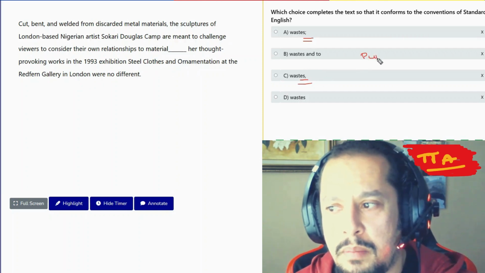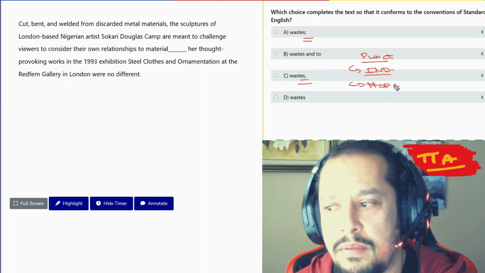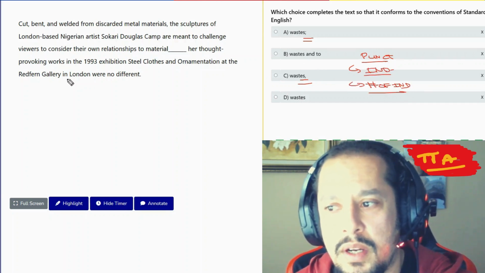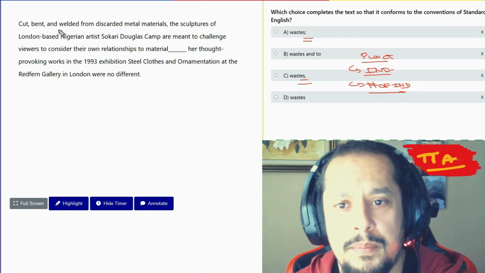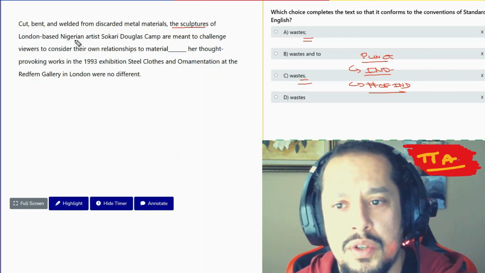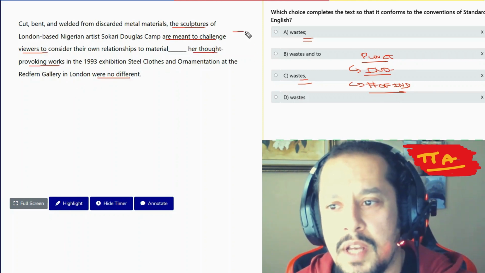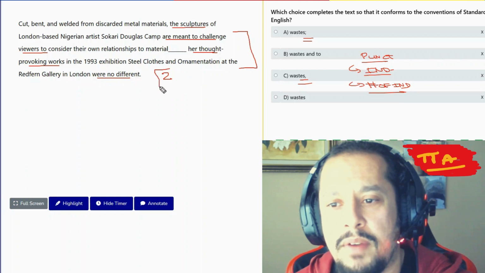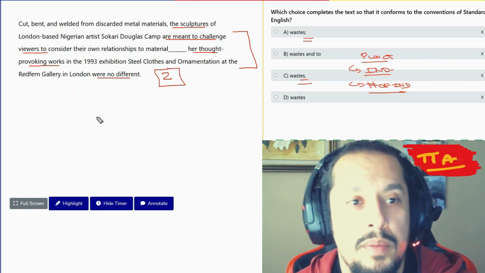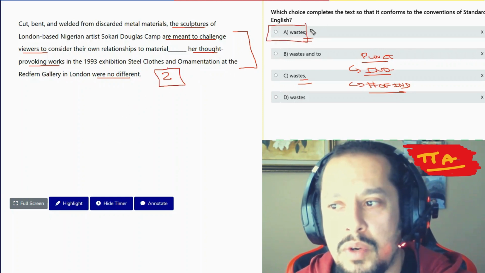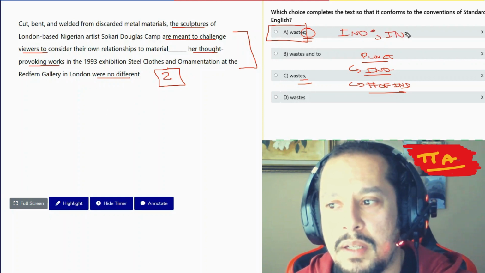So this is a punctuation question. Now we have to find the independent ideas and the number of independent ideas. Here, if you look at the answers, the sculptures are meant to challenge viewers, and her thought-provoking works were no different. How many independent ideas do we have? We have 2. What do we put between 2 independent ideas? We put a semicolon. Independent idea, semicolon, independent idea.